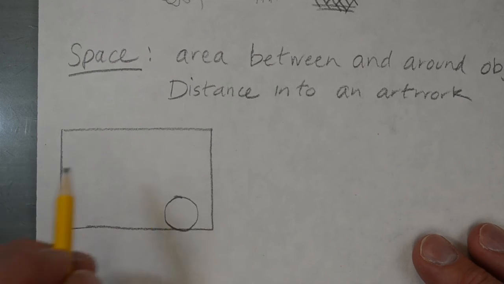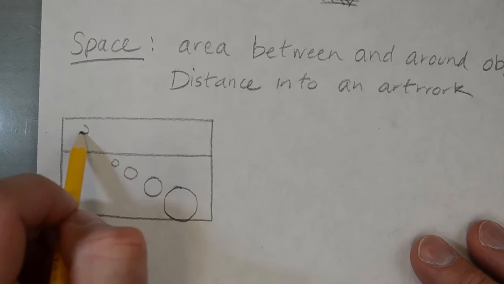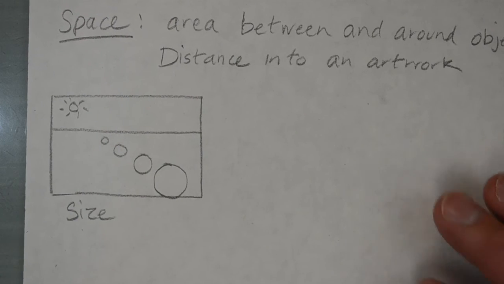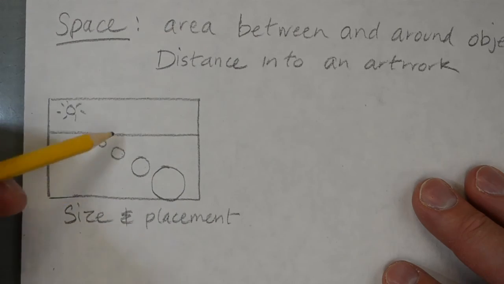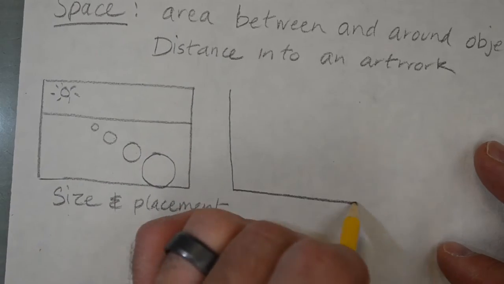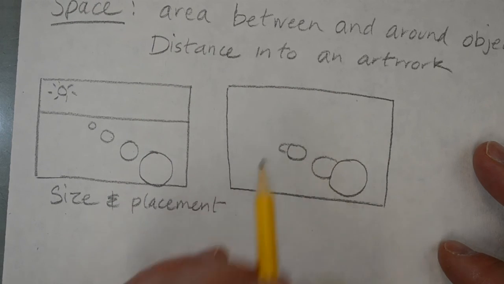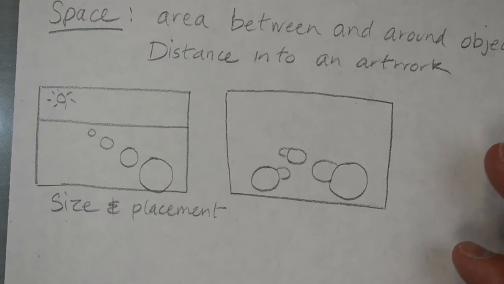One method of creating the illusion of space is to change the size of objects in an artwork. Big objects look closer, small objects look further away. Placement is another way. Lower objects look closer, further away objects look higher up on the page. Overlapping objects is another simple way to create the illusion of space.